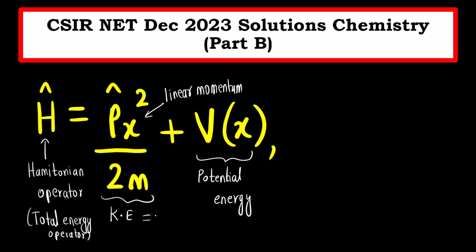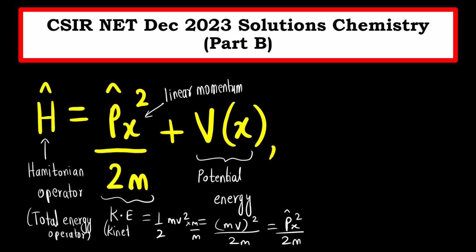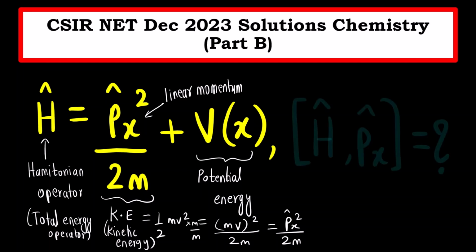If you remember, how do you get the kinetic energy expression? Half mv square. Then you multiply both the numerator and denominator by m, so this becomes mv the whole square divided by 2m. And mv is linear momentum. So that's how we get this expression of p square by 2m. This is along x, so it is Px cap square by 2m. This is kinetic energy. This is given to us, but even if it is not given, we must know this expression. It is the total energy operator.